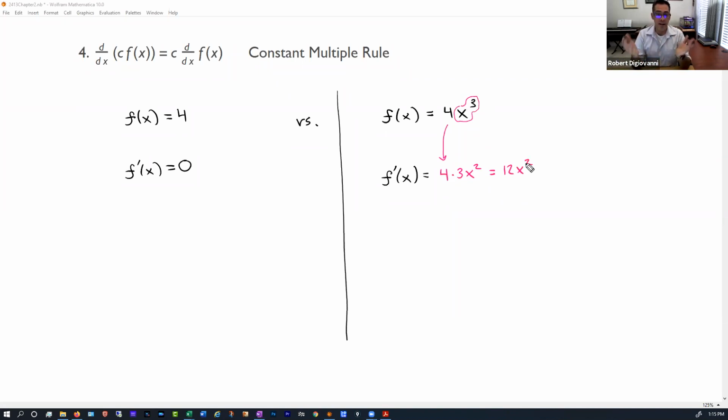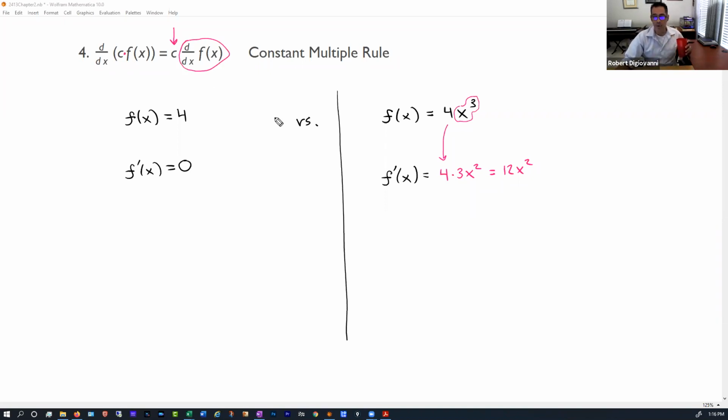Do you all see the major difference between those two? Constant by itself, derivative is 0. Constant attached to a function, the constant comes along for the ride. That's what this is saying right here. If you take the derivative and you have a constant times a function, what you can do is bring the constant along for the ride and then go ahead and take the derivative of that thing that was next to it. That's what the rule is saying.